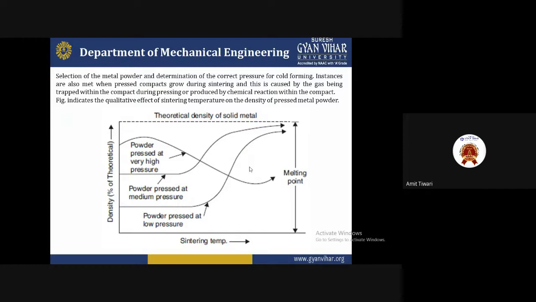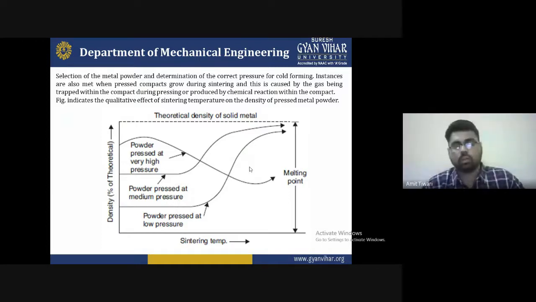Blisters are also made when the pressed compact grows during sintering, and this is caused by gas being trapped within the compact during pressing, or produced by a chemical reaction within the compact. This indicates the quantitative effect of the sintering temperature on the density of the pressed metal powder. So when you increase the temperature, it comes nearer to the melting point. At that time you have to understand these principles.